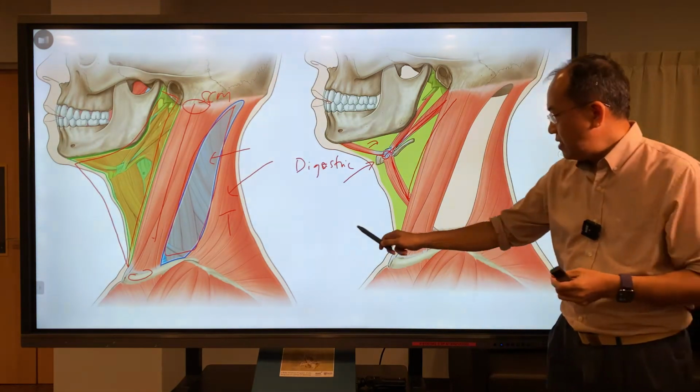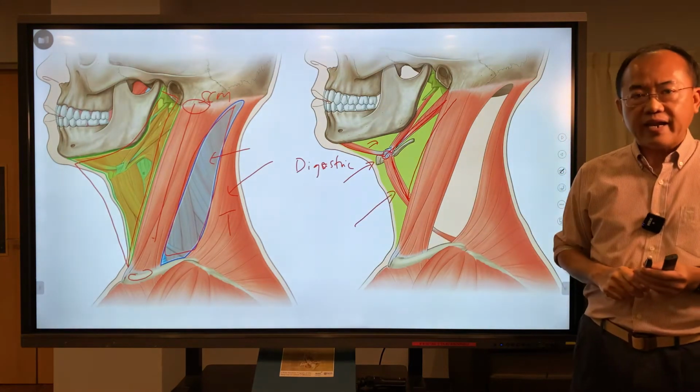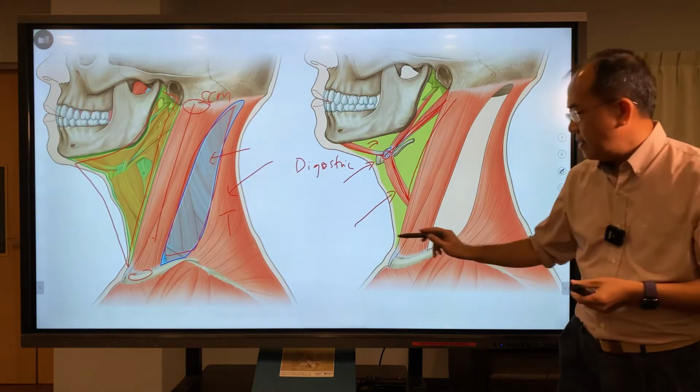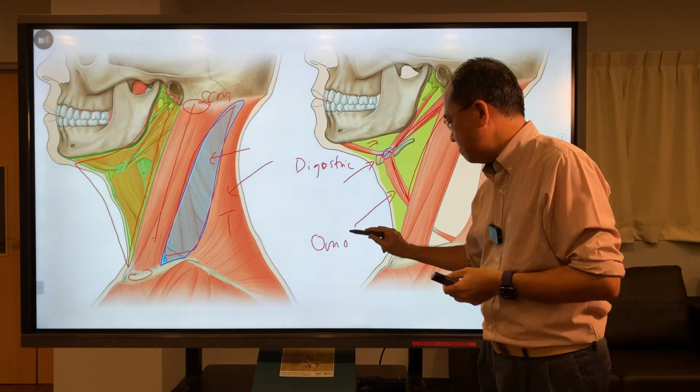Right, so I mentioned this muscle here. This is also another muscle that has two bellies. This is known as omohyoid.